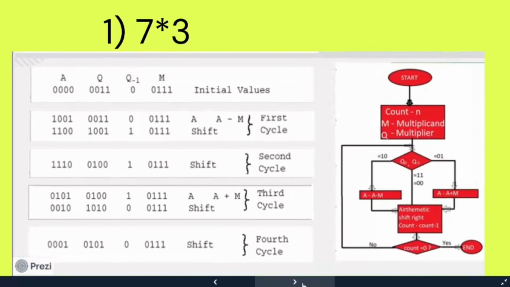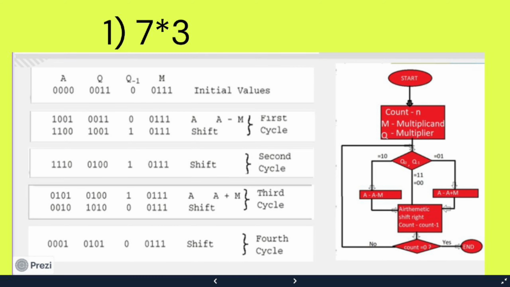Now let us look at an example, 7 into 3. The value of A is taken as 0 0 0 0, Q is the value of 3 as 0 0 1 1, Q minus 1 is 0, and M is the binary value of 7 as 0 1 1 1. Now we see that the last digit of Q is 1 and of Q minus 1 is 0. Now following the flowchart, we see that if the digits are 1 and 0, we have to equate A is equal to A minus M.